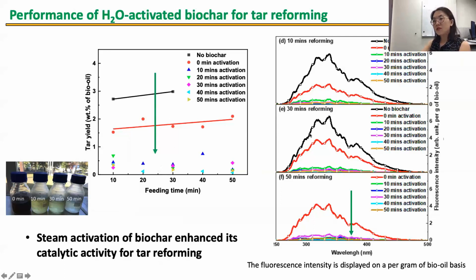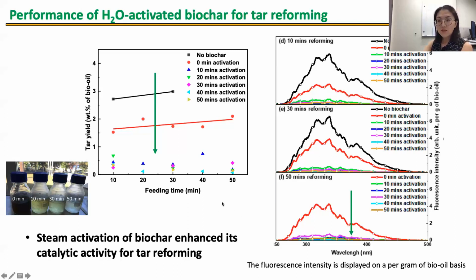And the same situation with the UV fluorescence intensities of the tar samples, which means the tar samples obtained after reforming with the activated biochars contain much less of the aromatic ring systems. So these results have shown the activated biochar has very good performance in tar reforming, and the activation of biochar in steam has clearly increased its catalytic activities.